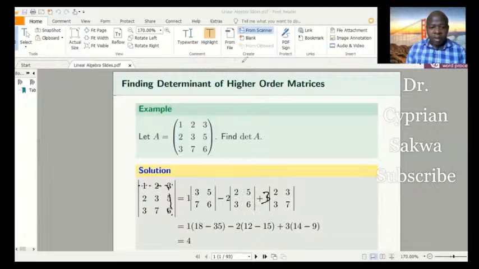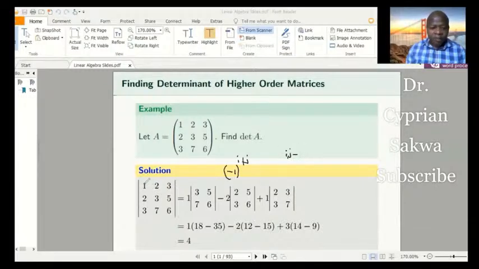Now, one may ask, where am I getting the signs plus, minus, plus, and so on. The signs are given by -1 raised to i plus j, where ij is the position of that element. I is the row of that element, and j is the column of that element.